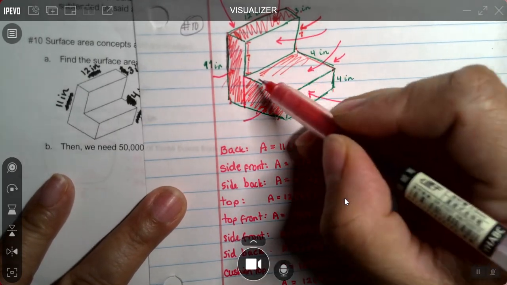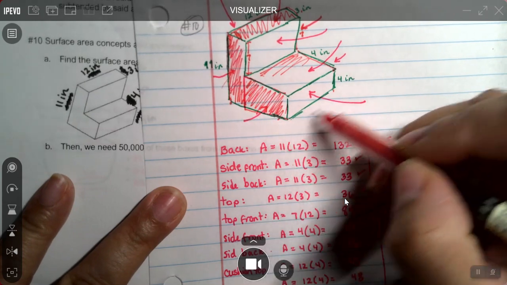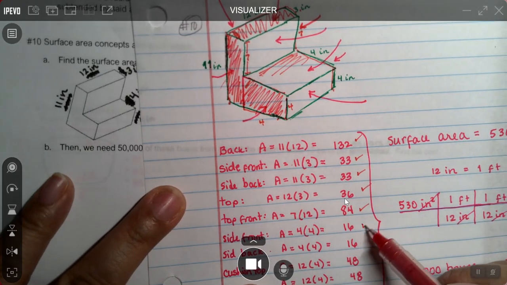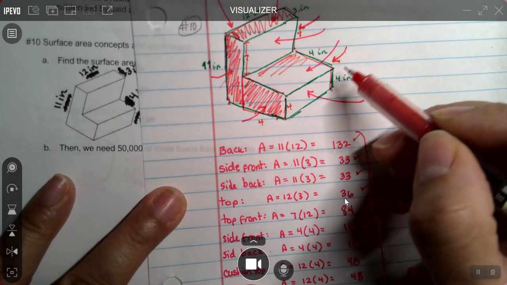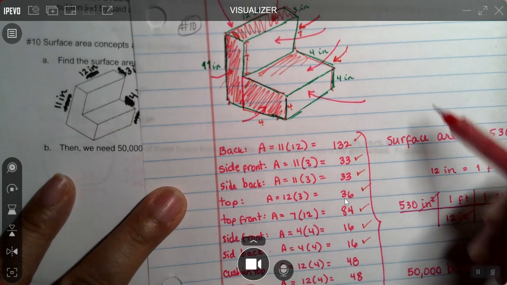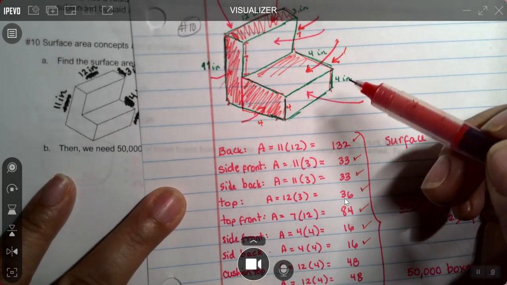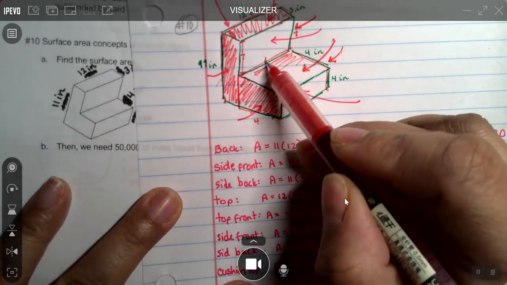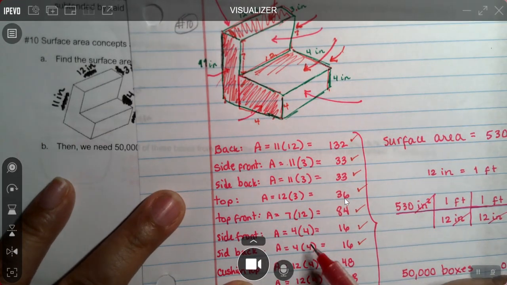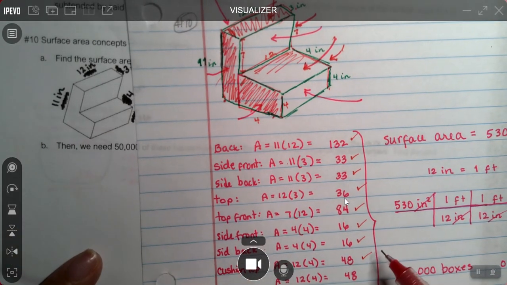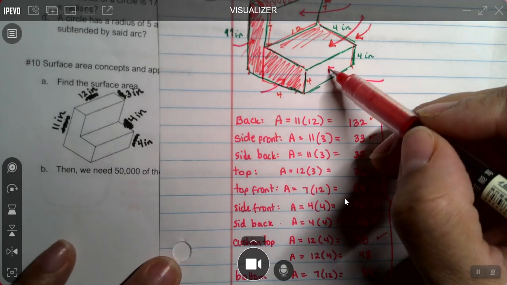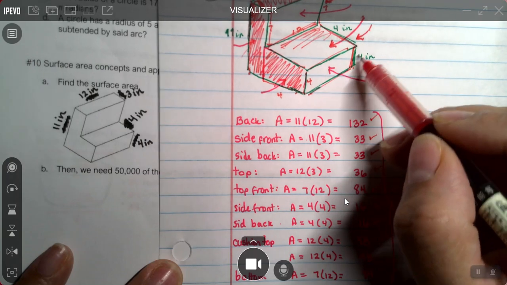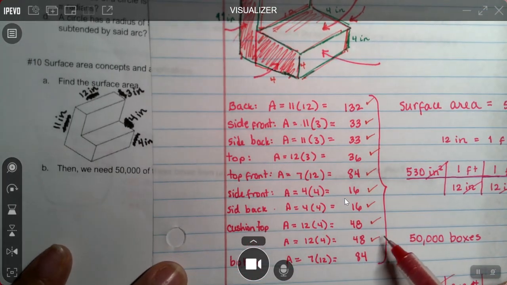Since this is 4, that's 4, this is 4, the height is 4. So this is 4 by 4. And of course there's one in the back over here hiding. It's the other one. Now this one on top, since this is 12, that's 12, this is 12, and this is 4, so 12 by 4 is 48. And this front, this is 4, it's 12, this is 12, that's 12, 4 by 12, 48.